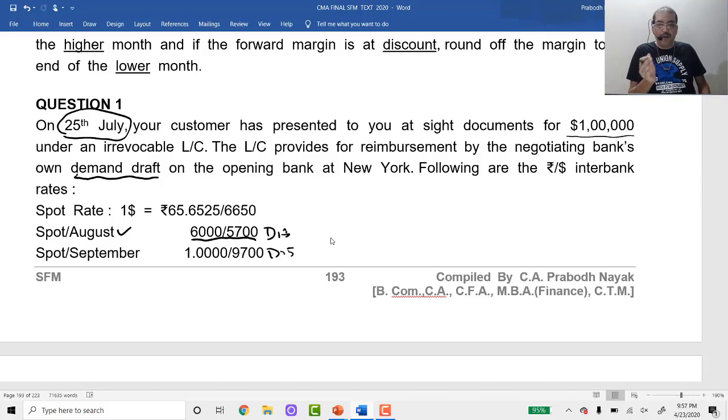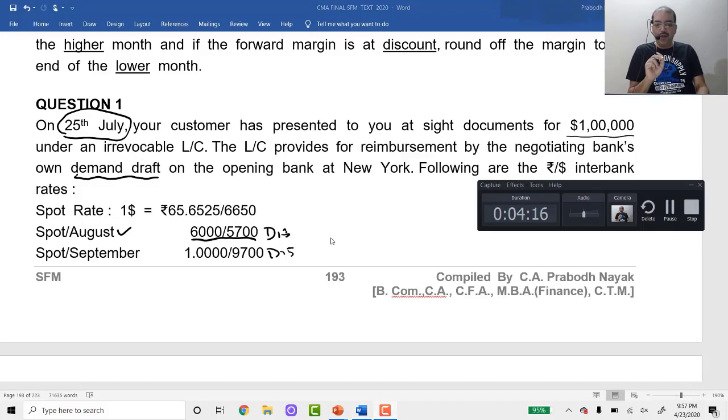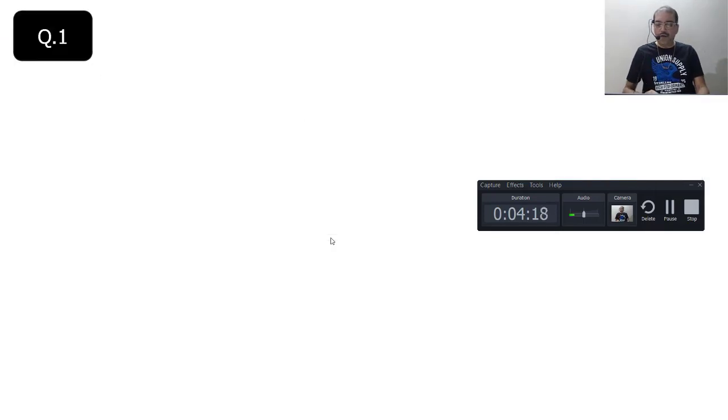For the future is at discount. Your forward rates are at discount. So will you be taking the higher month or lower month? You are selling, bank is buying. So since bank is buying, bank will always buy at a lower rate, a discounted rate. The discounted rate is the August rate. So we have to find out first what is the discounted rate of August. Okay. So what is the discounted rate of August? Let us see.